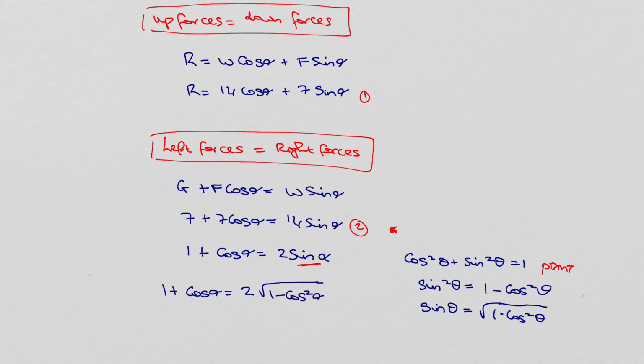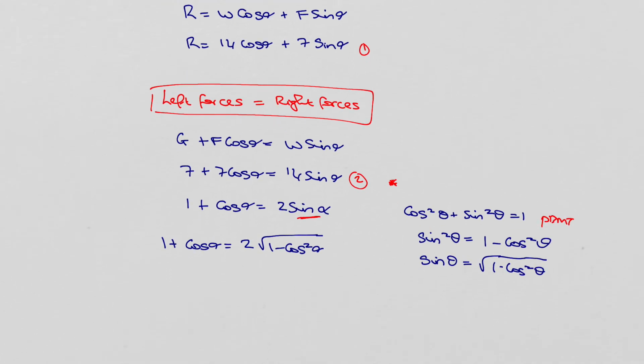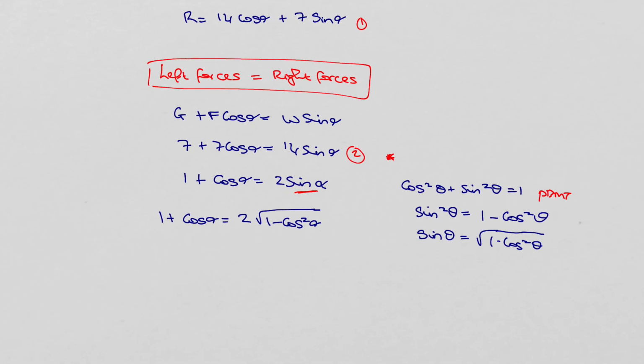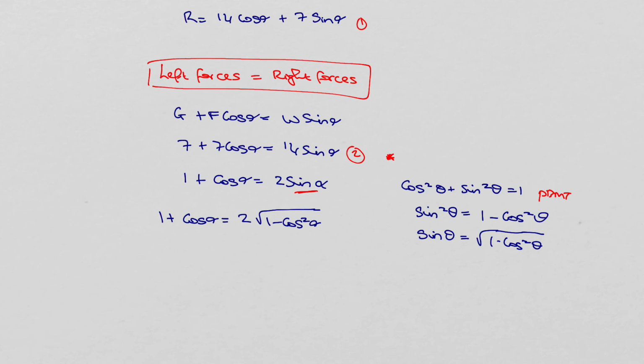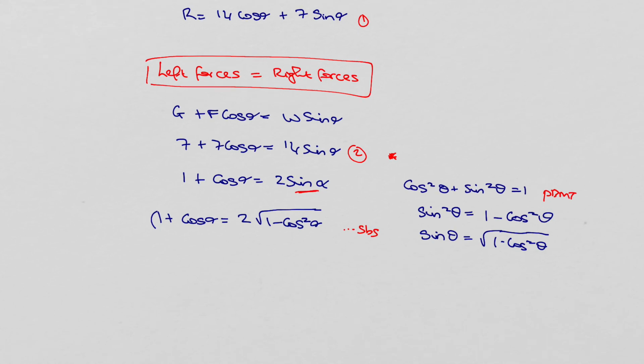Okay, so now I have everything in terms of cos, and I'm looking for cos, right? So there was no point in me getting rid of the cos and writing it in terms of sine, because we're trying to get cos alpha equals 3 over 5. So now I have everything in terms of cos, but I have a square root sign here. So to get rid of that, we're going to square both sides. So if I square the left-hand side, that means I must put brackets around 1 plus cos alpha, and I must multiply it by itself. So therefore that gives me 1 plus cos alpha, all squared.